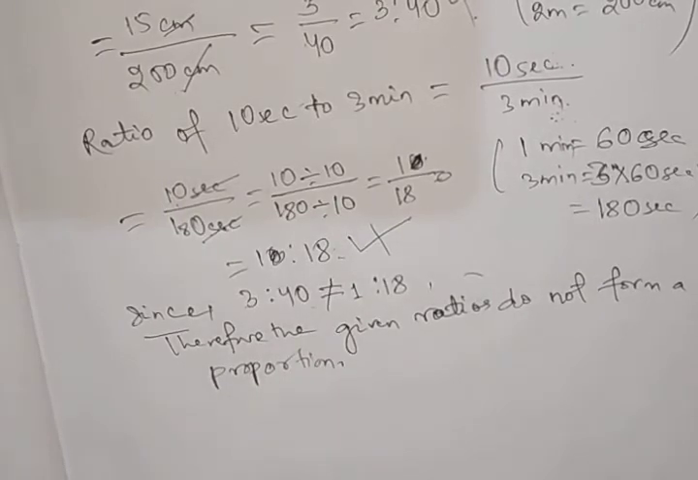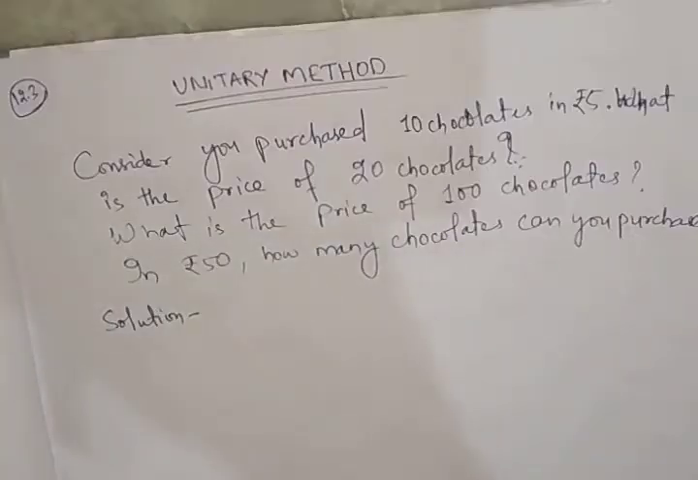Okay, so this is about proportion. Next we'll move to the unitary method. If you are going to purchase, you like chocolate, all of you.